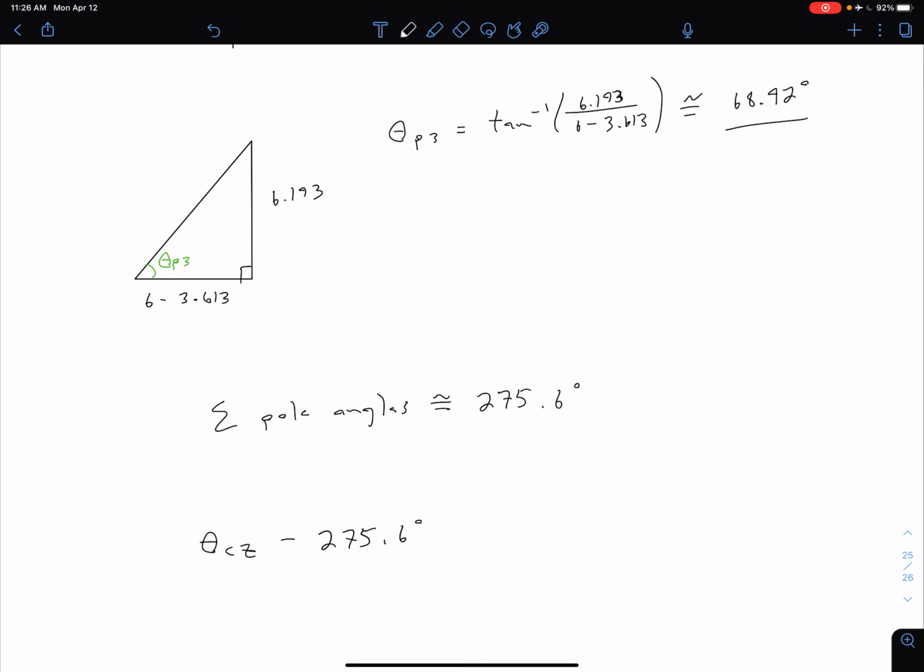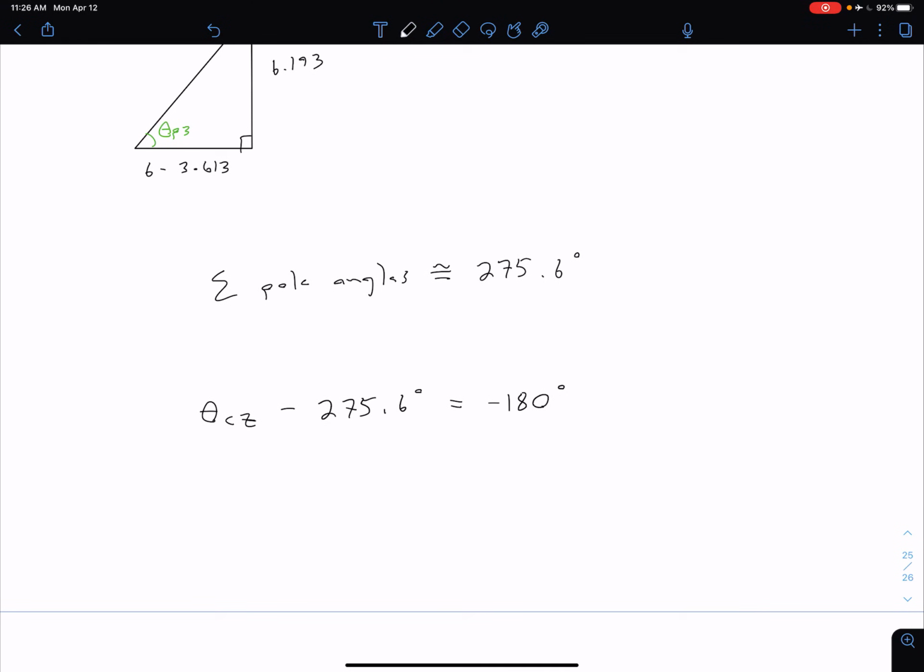The closest odd multiple of 180 is going to be negative 180, based on the fact that this is negative 275 and this is going to be some positive angle. The smallest theta zc is going to be positive, and plugging that in, we get that our theta zc is approximately equal to 95.6 degrees. So now we know our desired zero angle.